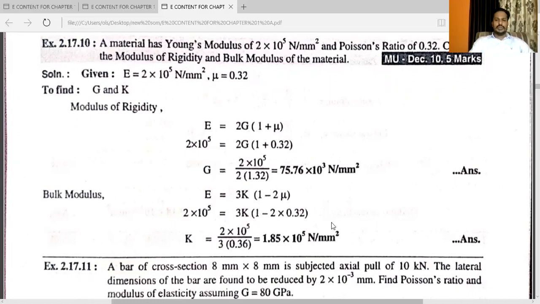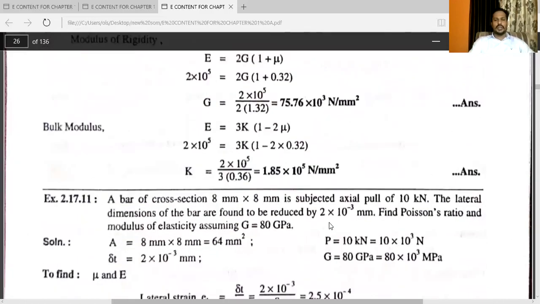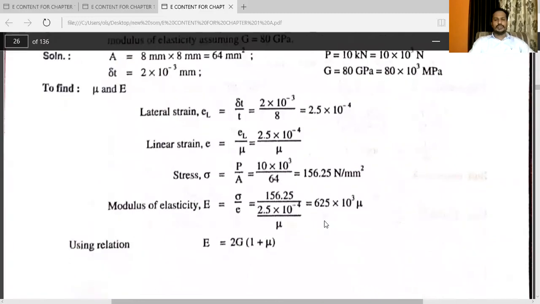While putting the values in the calculator, you have to take proper care, then you will get the right answers.